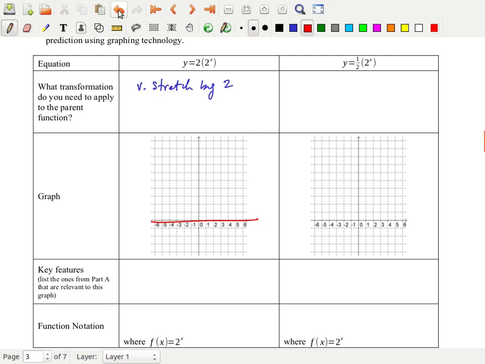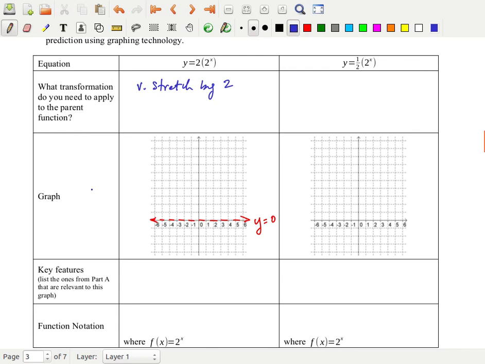Oh, look at that. I didn't get my line, and it's still not doing it for me. Okay, sometimes it'll give me the line, sometimes it won't. So the horizontal asymptote is still along the x-axis. So there's my horizontal asymptote. If I multiply that y value by 2, it's still at 0. So my horizontal asymptote is still at 0.